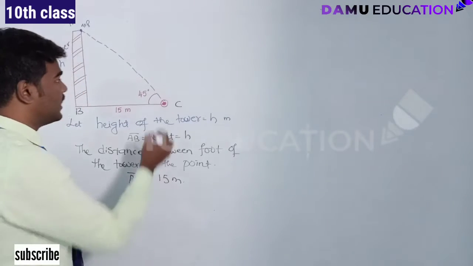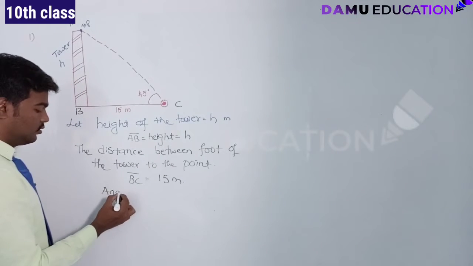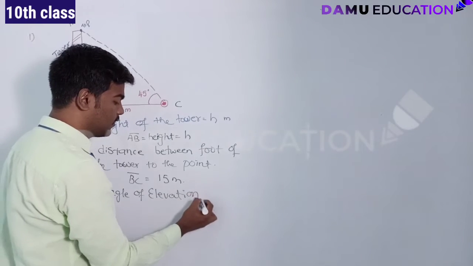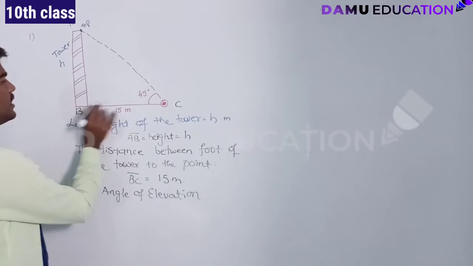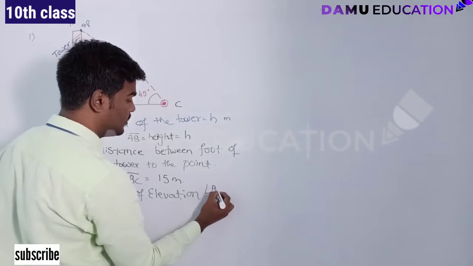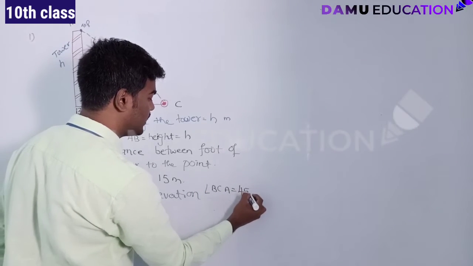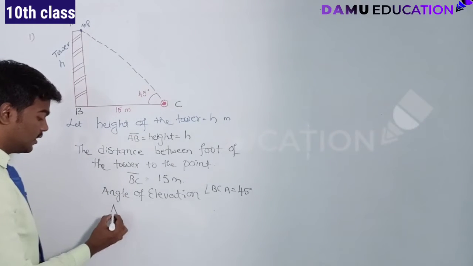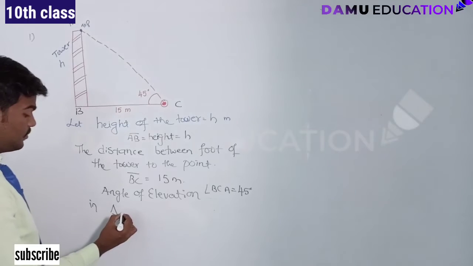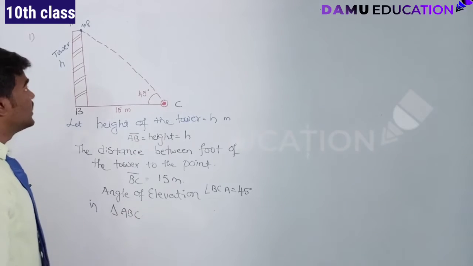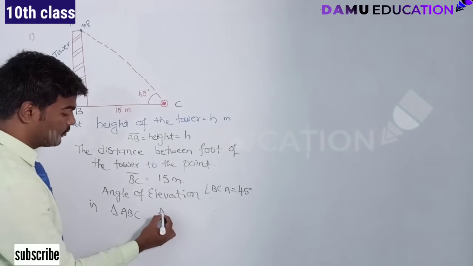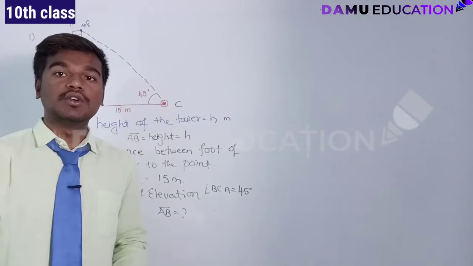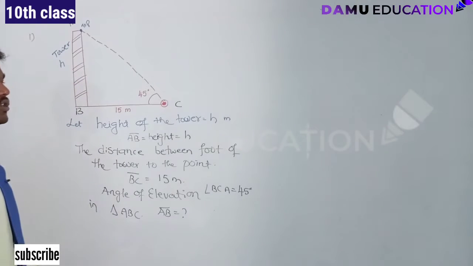Then what is the angle of elevation at the top of the tower? This angle BCA will be equal to 45 degrees. So if you consider triangle ABC, AB is the height and we have to find it. Based on this condition we need to find AB.